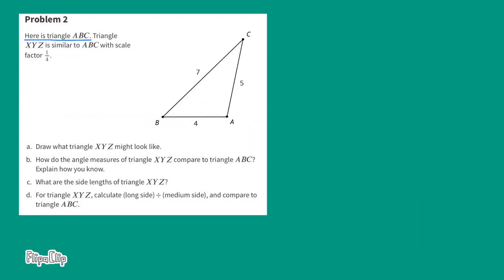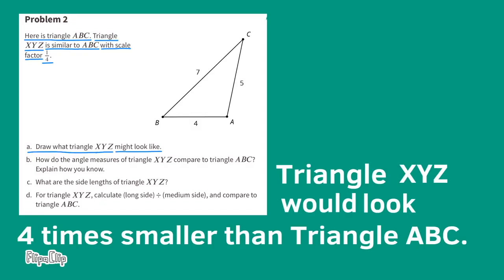Problem number 2. Here is triangle ABC. Triangle XYZ is similar to ABC with scale factor 1/4. A. Draw what triangle XYZ might look like. Triangle XYZ would look 4 times smaller than triangle ABC. So each side length for triangle XYZ would be 4 times shorter than each of the corresponding side lengths for triangle ABC.